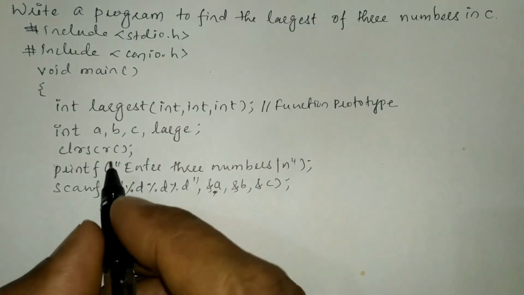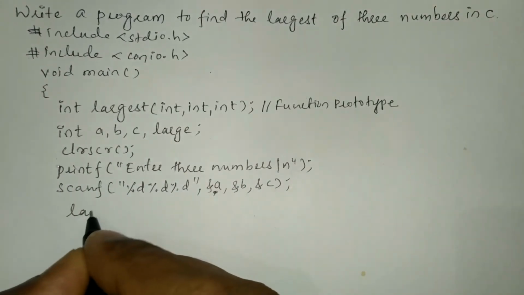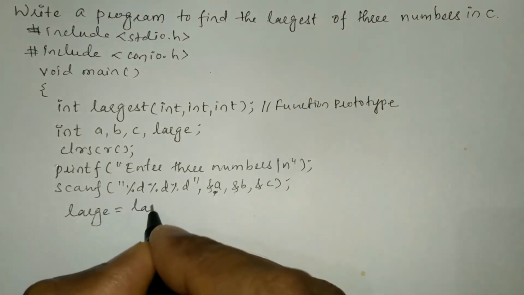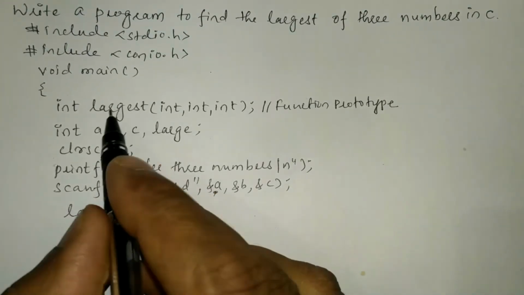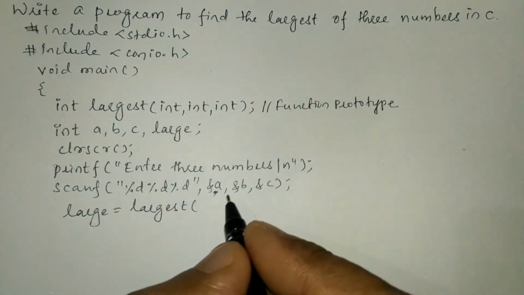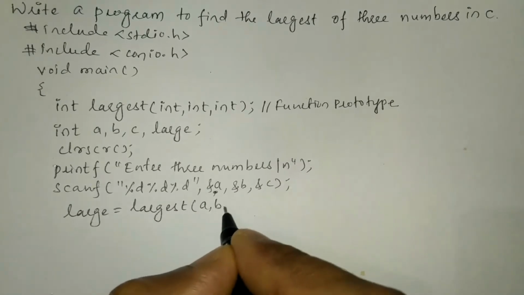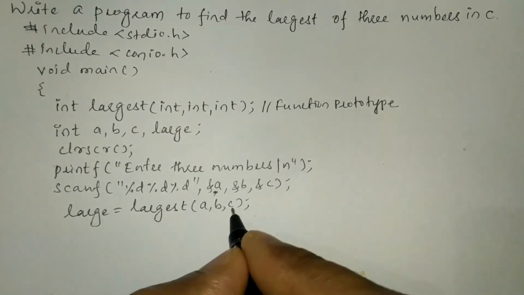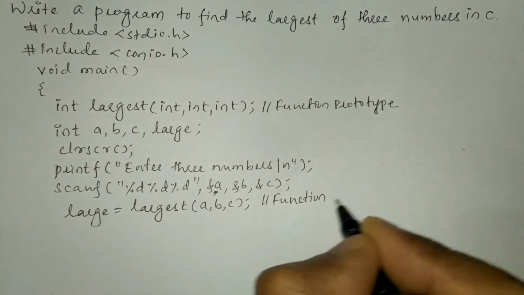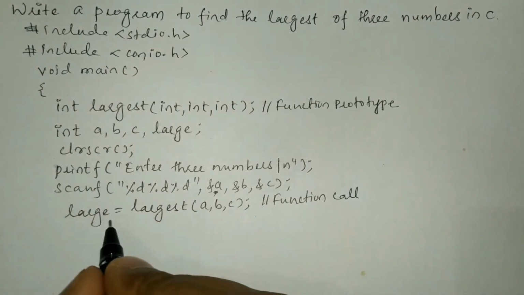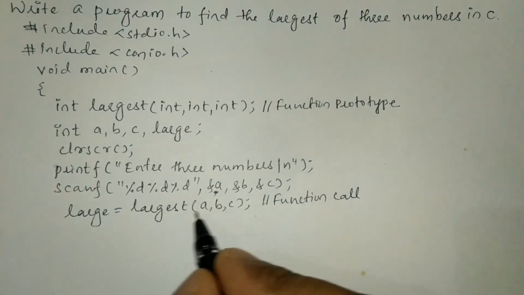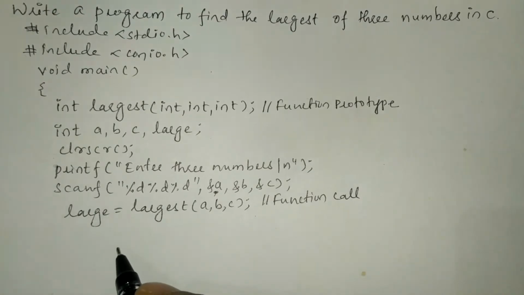Now we are going to use this variable: large is equal to largest. Here you can see largest is the name of the function, and the three arguments received from the user through the keyboard will be passed as arguments to this function call. So here in a single line comment I'm going to write, it is called function call. Whenever the compiler encounters this particular function call, immediately control jumps from this statement to the function definition.